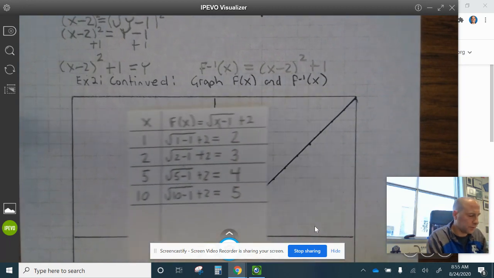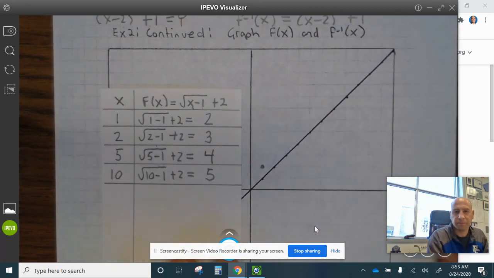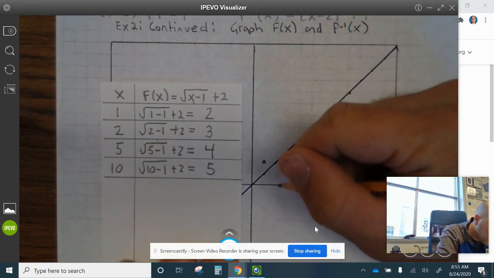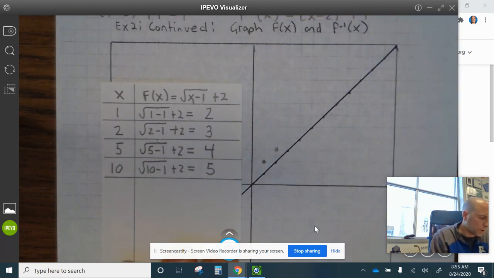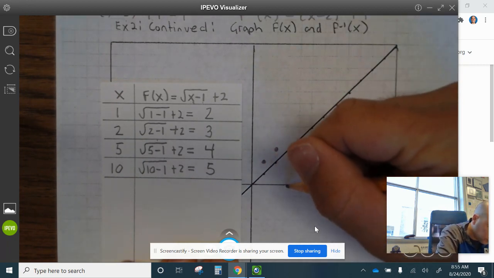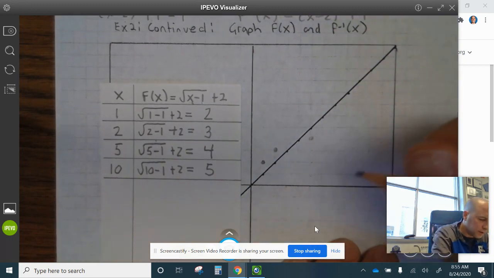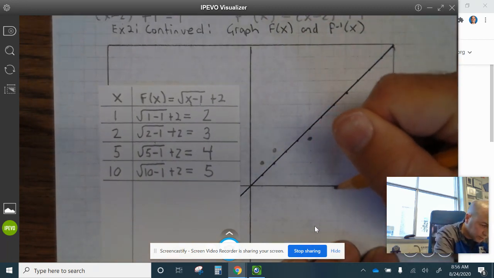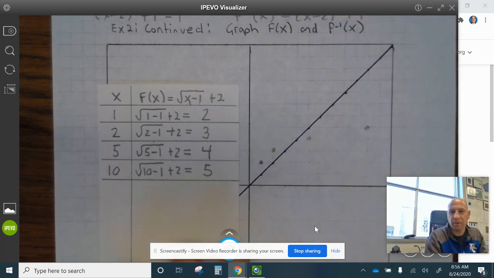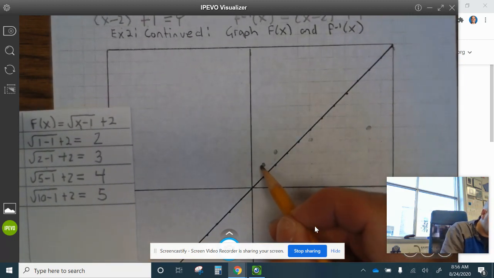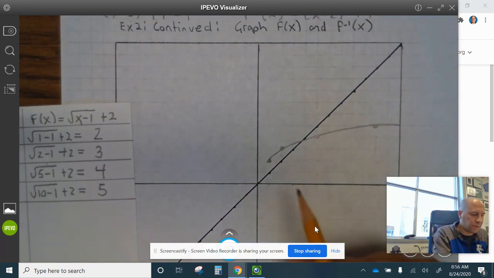Okay, so let's graph those points. So 1, up 1, 2. Okay. 2, 1, 2, 3. Okay, and then 5, 4. So 1, 2, 3, 4, 5. 1, 2, 3, 4. And then 10 is 1, 2, 3, 4, 5, 6, 7, 8, 9, 10. 1, 2, 3, 4, 5. Okay, and again, you see that I have f of x equals x graphed.